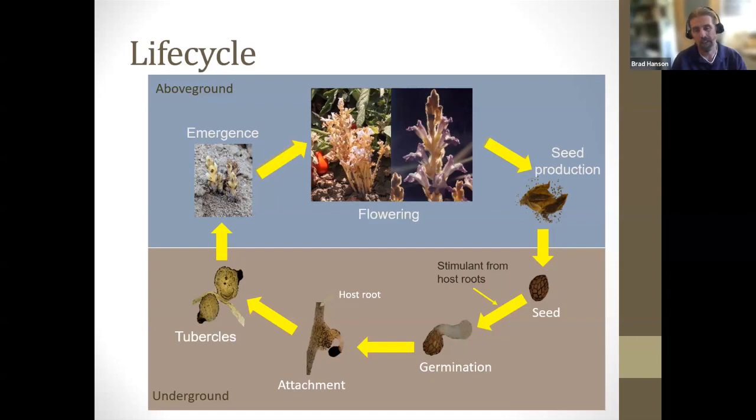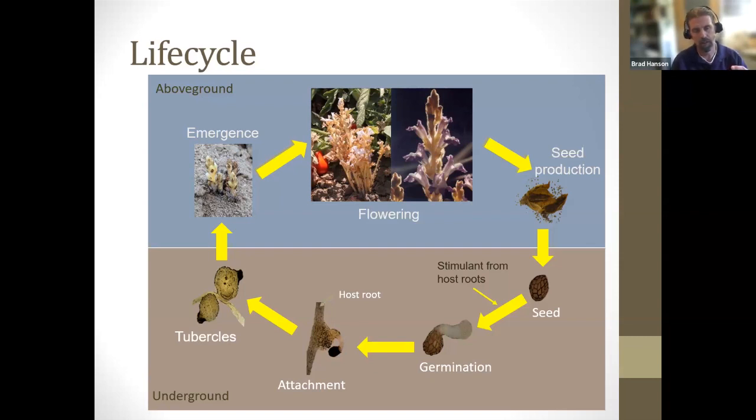So essentially the seed, quote unquote, knows that there's a host plant nearby. These are tiny seeds, which means they don't have a lot of energy, so they can only germinate when they're relatively near a host plant root. They germinate, they start to make a small root that grows towards and encounters the host root, at which point it makes an attachment and forms a structure called a tubercle. And this is all happening underground.